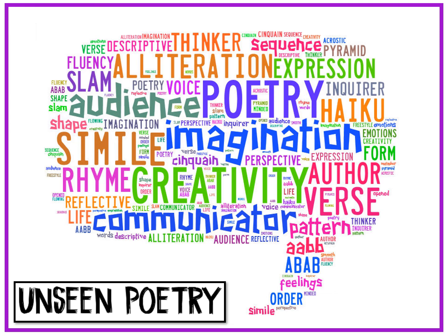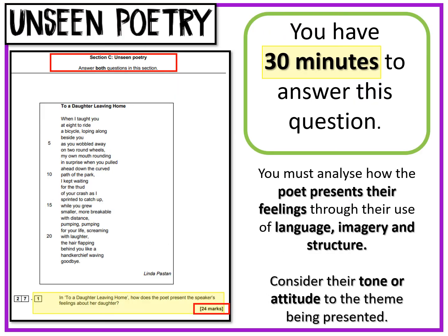Finally, let's look at the last part of the English literature exam, which is the unseen poetry element. In this part of the exam, students will be given 2 poems to read and analyse. These will be poems that they will not have studied in class. There are 2 questions in this section. In the first question, students will have 30 minutes to read and analyse a poem. Students must explore how the poet presents their feelings through the use of language, imagery and structure.